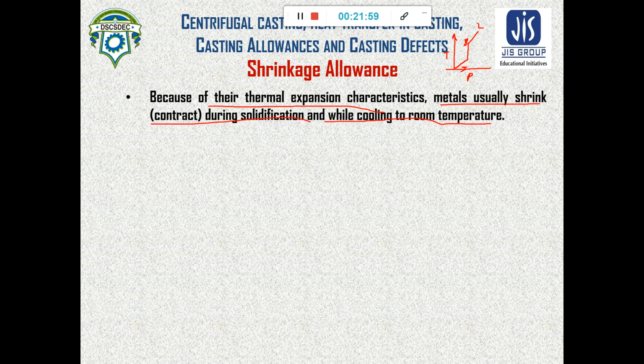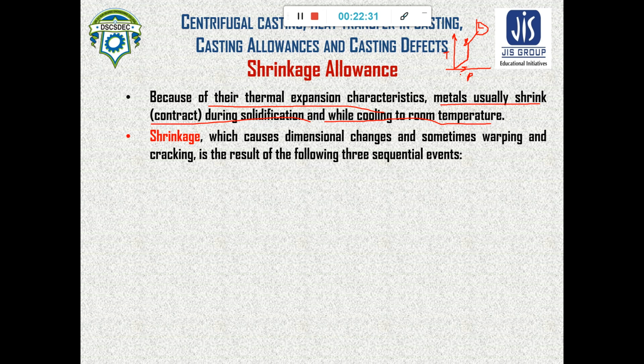That means whole metal tends to shrink when it cools from the liquid to its melting point. From melting point, when it removes the latent heat, that time also it reduces its volume. And after solidification, when it comes to the ambient temperature, at that time also the material shrinks. So this shrinkage can cause dimensional changes.